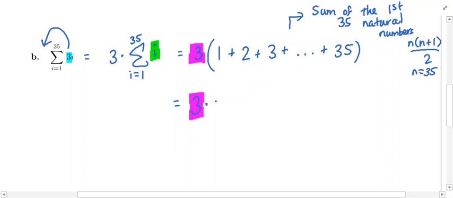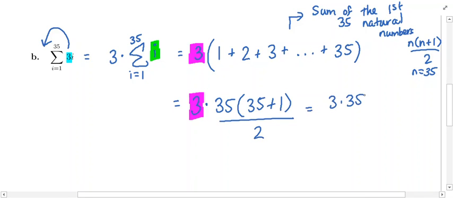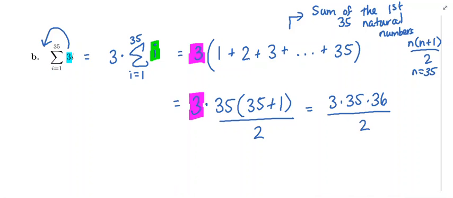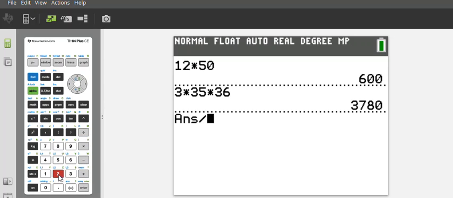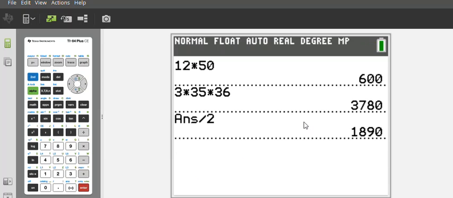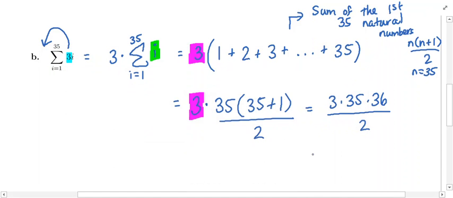So it's going to be 35 times 35 plus 1 divided by 2. So this is going to be 3 times 35 times 36, all divided by 2. And that's going to give me the value of this series, what it converges to. So I'm going to go to my calculator, punch it in. This is going to be 3 times 35 times 36, and then divide this quantity by 2. The series converges to 1,890.